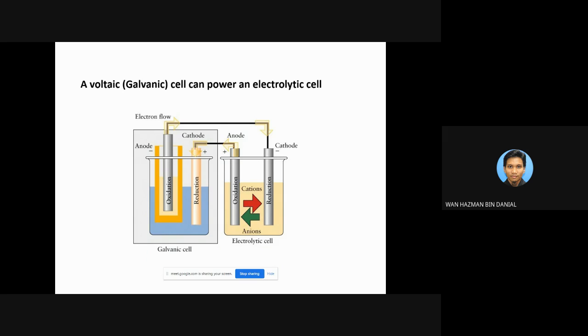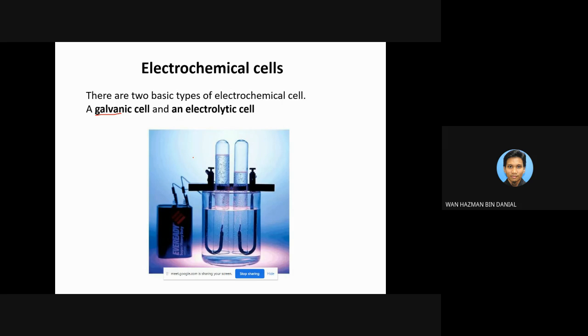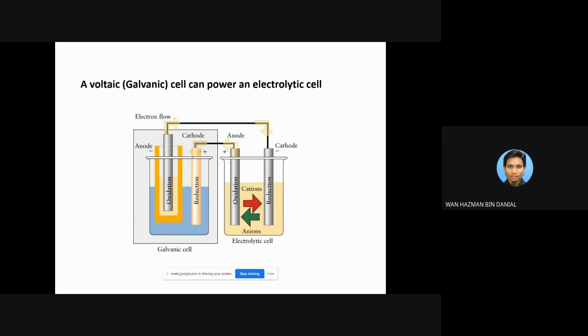So what are the chemical reactions? Anyone? What kind of chemical reactions? Anyone? Redox reaction. Yes. Who's that? Arif. Please say okay. So yes, correct. The answer is redox reaction.